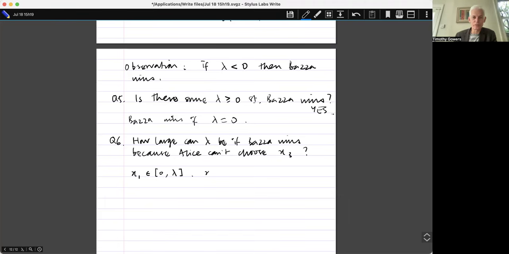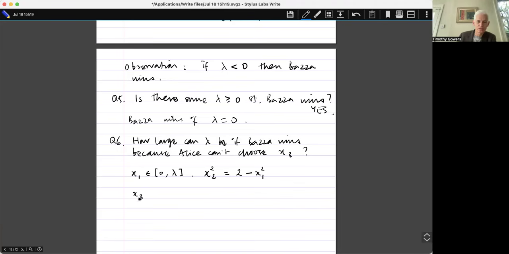So what is the largest that x2 can be? It'll be the square root of 2 minus x1 squared. So x2 squared will be 2 minus x1 squared, because that's the condition that x2 squared has to satisfy if Bazza wants to do a valid move. So that already tells us that lambda has to be less than or equal to √2.